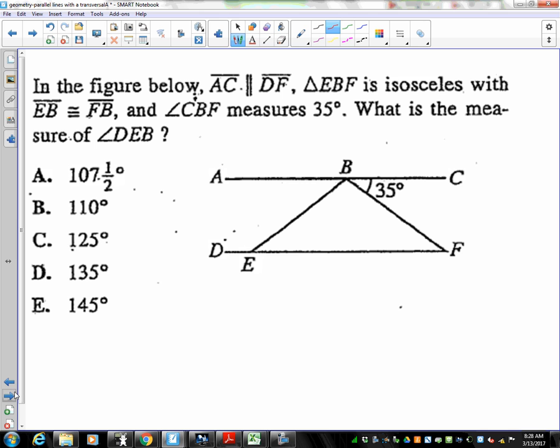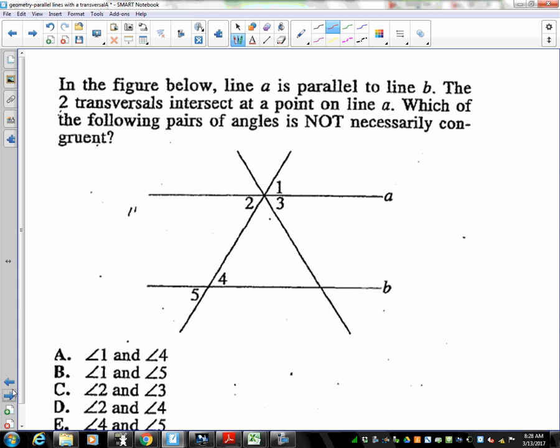Okay, now on number 3, I believe we did this one in class also. Just we'll do this for our PDF file. That's the answer there. Okay, now number 4, I think here. Yes. Number 4, we're looking for which of the following pairs of angles is not necessarily congruent.